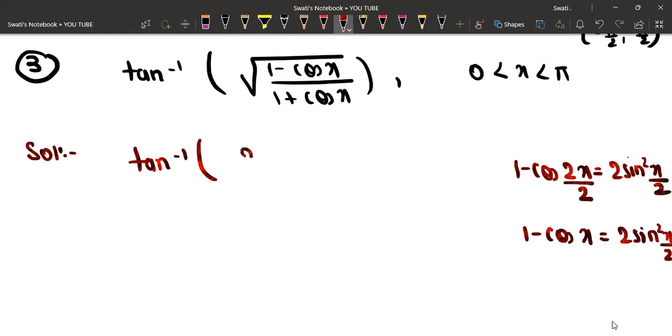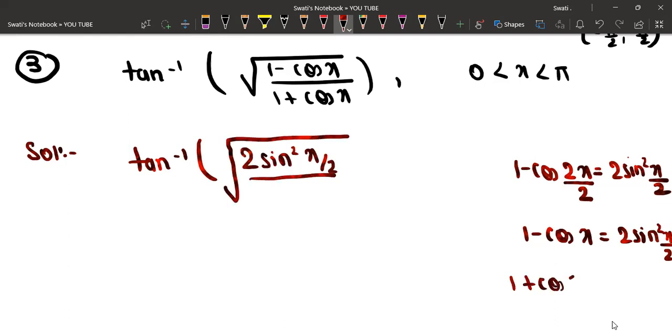So this will become 2 sine square x by 2. Remember, this is inside the root, upon 1 plus cos x. Similarly, we have 1 plus cos x is 2 cos square x by 2. So therefore, 1 plus cos x will become 2 cos square x by 2. So using that formula, this will become 2 cos square x by 2.